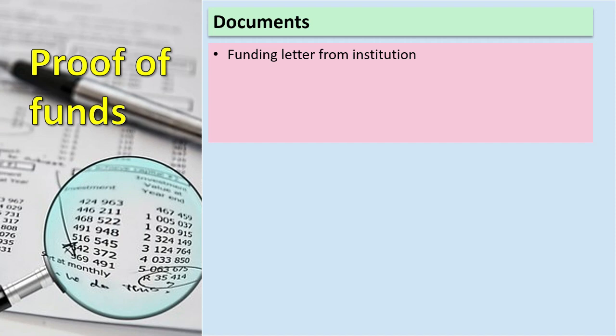You need a funding letter from an institution. If you have received full funding, partial funding from your university, you want to provide this letter to support your claim. In fact, most of this funding information will be available on your I-20, but still you want to go with your funding letter. Statement of account from a sponsor. So if you have an individual sponsor, you want to make sure that you go with a statement of account.